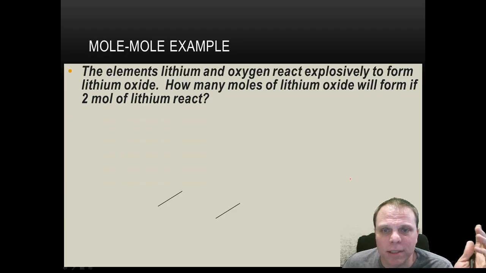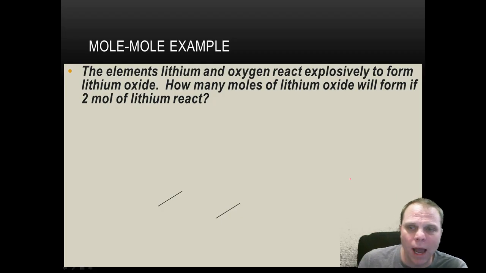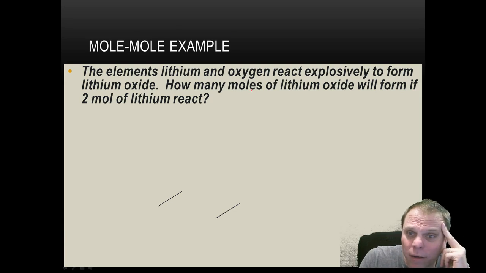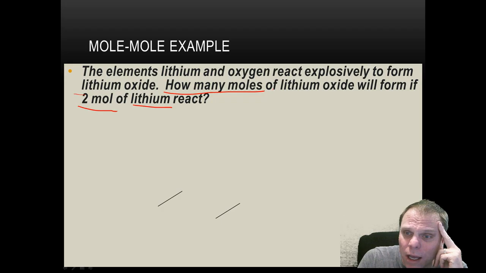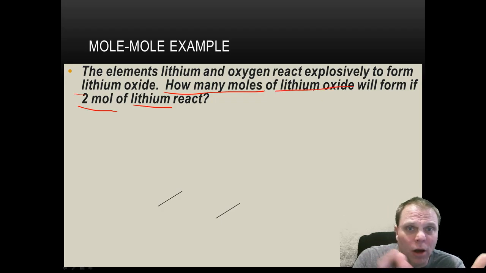So let's say we have an example here. We've got lithium and oxygen reacting explosively to form lithium oxide. How many moles of lithium oxide will form if 2 moles of lithium react? Okay, so we can again see what's our given and what's our unknown, right? It's giving us 2 moles of lithium, so that's a mole amount that it's giving us, and it's asking us how many moles of lithium oxide, and so that's our unknown. So we're asking to go from mole to mole.